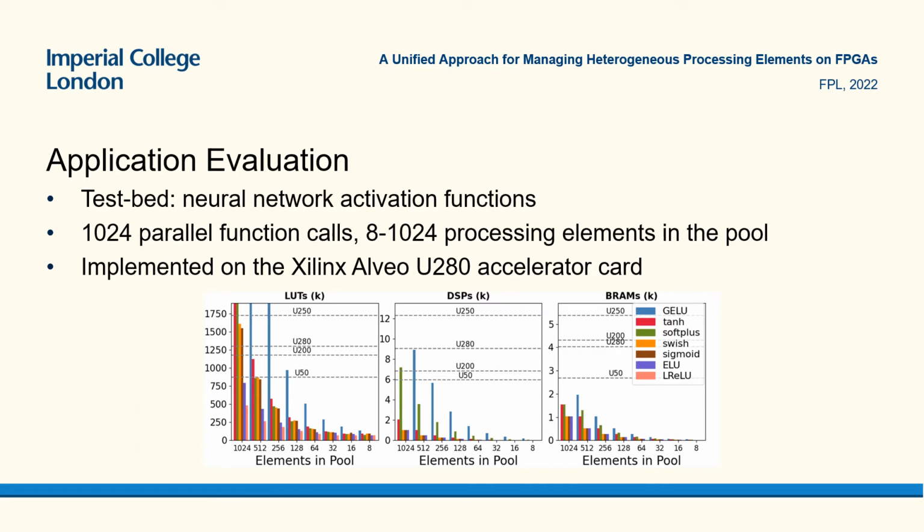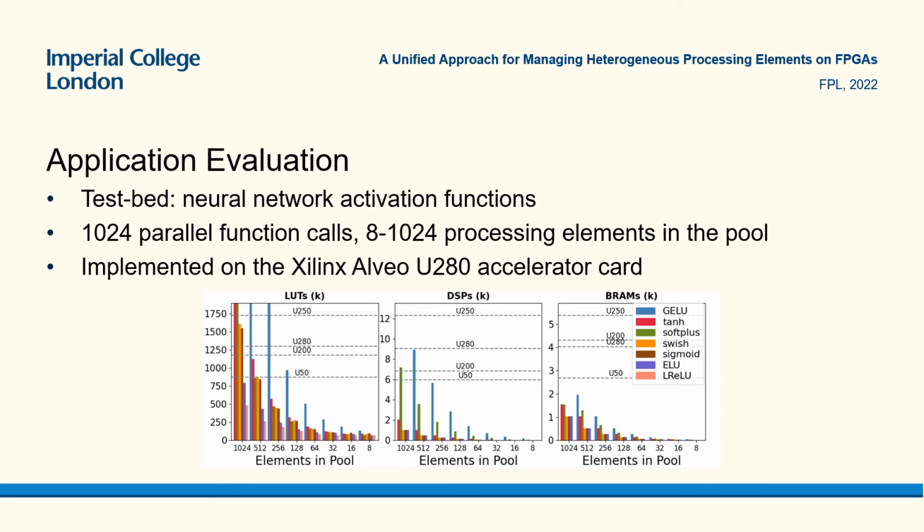We now look at the performance of applications designed with our new compute pools. For this, we implement a range of different neural network activation functions. And these test functions range in complexity from very simple to large multi-cycle functions. And we look to serve 1024 parallel function calls using different numbers of processing elements. So 8 processing elements to serve all 1024 calls, or 16 processing elements to serve 1024 calls all the way up to 1024 elements. So adding and removing processing elements is very simple with our compute pools.